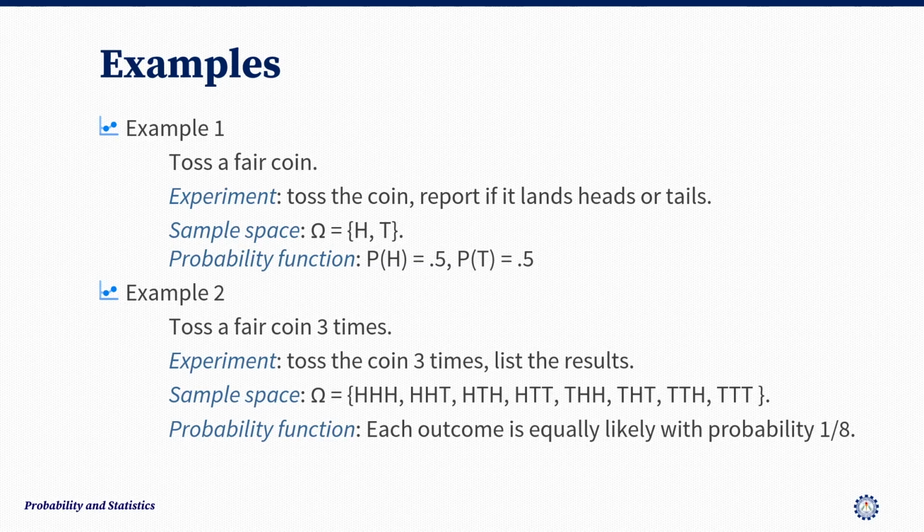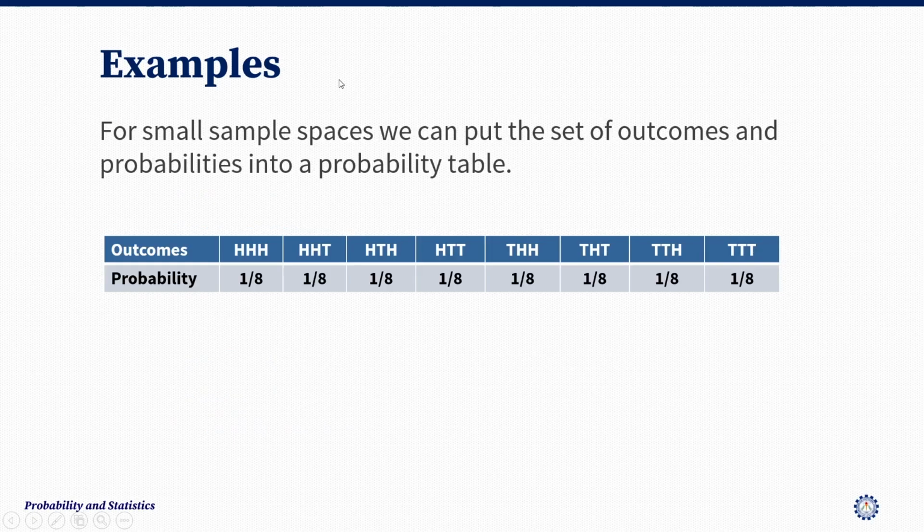Another example is, let's say for instance, we will toss a coin 3 times. So our experiment will be toss the coin 3 times and list the results. Our sample space here will be big omega equal to HHH, HHT, HTH, HTT, THH, THT, TTH, and TTT. For our probability function, each outcome is equally likely with probability of 1 over 8. Let's say for instance HHH, that's an outcome. Since there are 1, 2, 3, 4, 5, 6, 7, 8 outcomes, the probability of HHH is 1 over 8. So that's an example of experiment, sample space, and probability function.